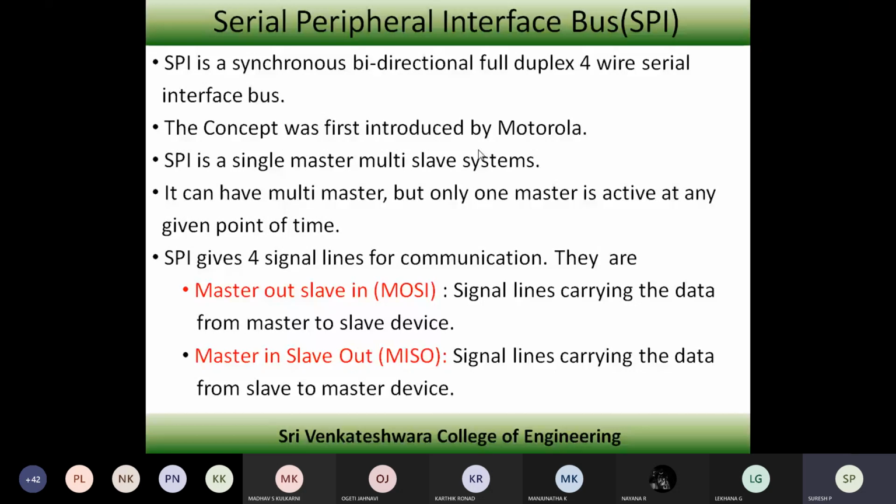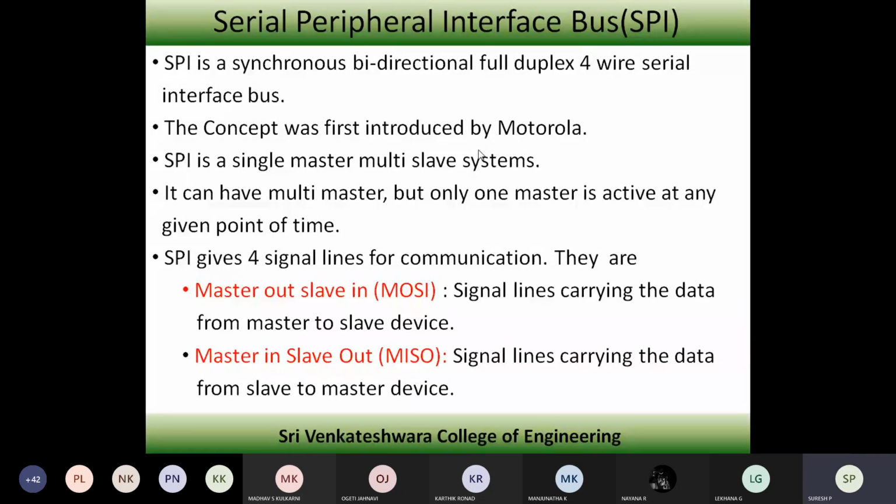What are those signal lines? The 4 signal lines for communication are, one, master out, slave in. That stands for the signal line carrying the data from the master to the slave device. Master out means what? Who is sending the data? Master is sending the data. Okay. So slave in must mean what? The slave is receiving the data.